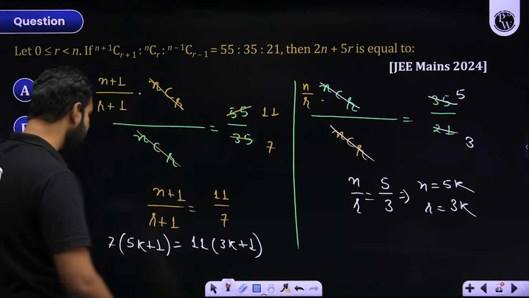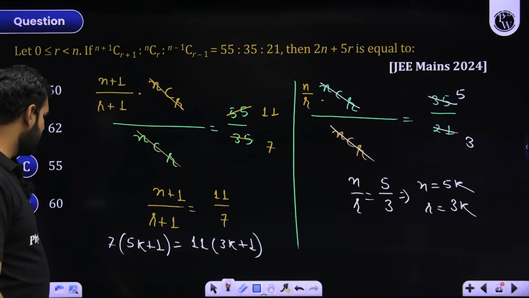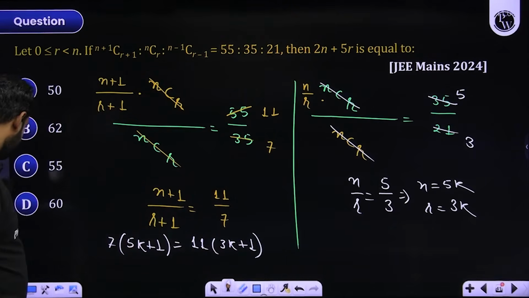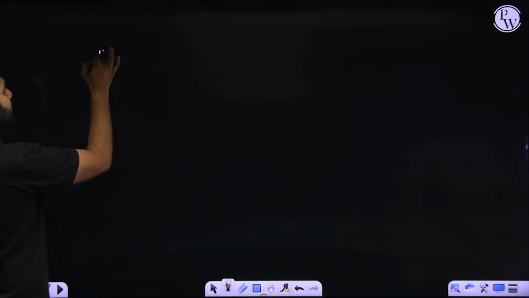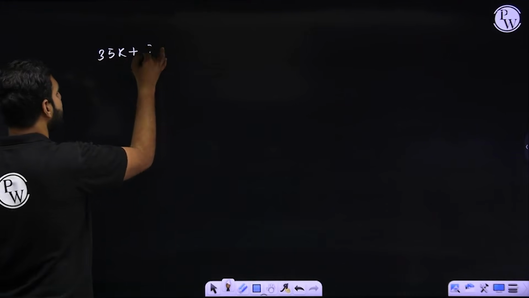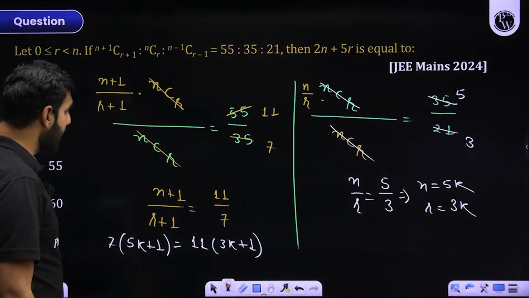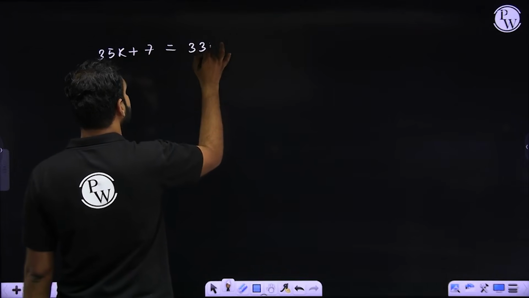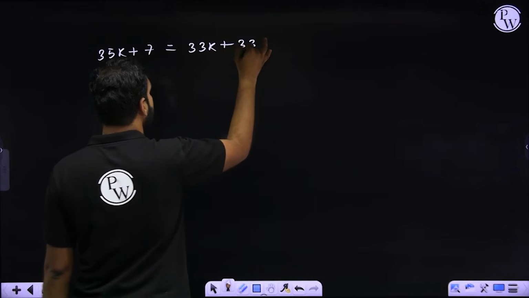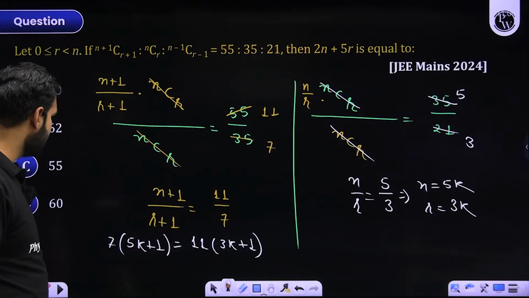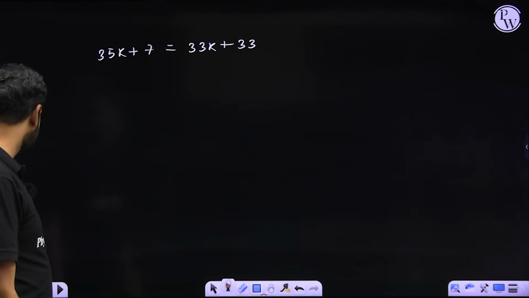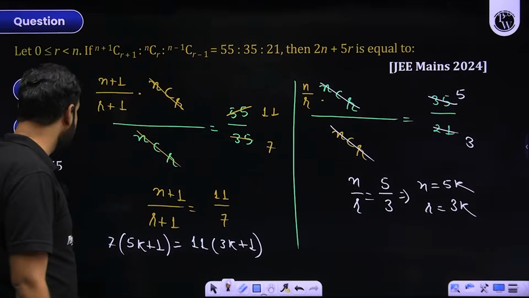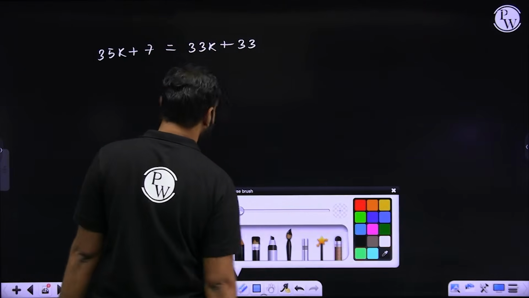Now, if I move ahead, what conclusion will I get? 7 into 5, 35 plus 7. So 7 into 5 is 35K plus 7. Are you getting this part here, students? And 11 into 3, 33K plus 33. So this is 33K plus 33. So 35K plus 7 and 33K plus 33, right? Now, what I do next is, I hope you have the result here.